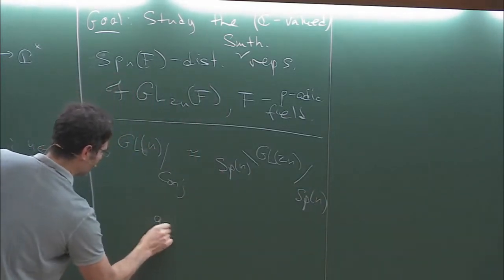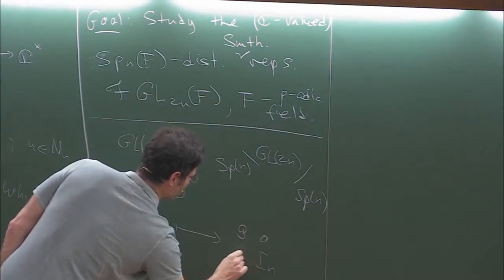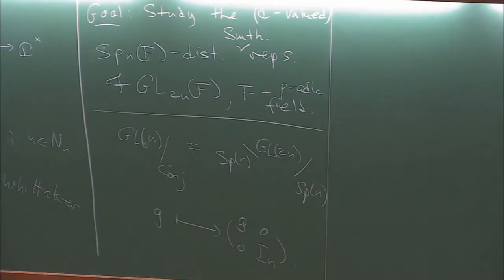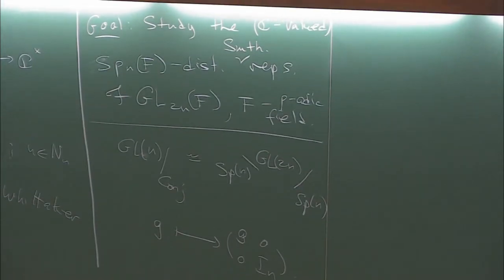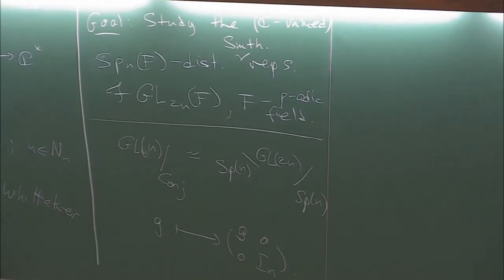So this map defines a bijection, and for various reasons, this similarity between these spaces indicates that there should be a lifting of representations from GLN to GL2N that captures the distinguished representations in this context.